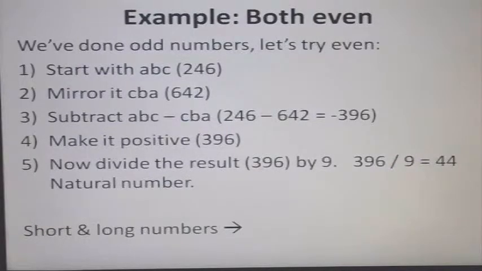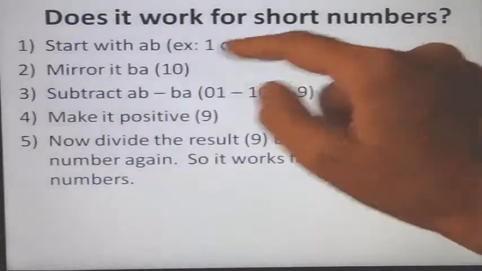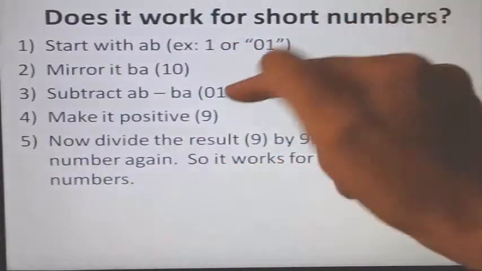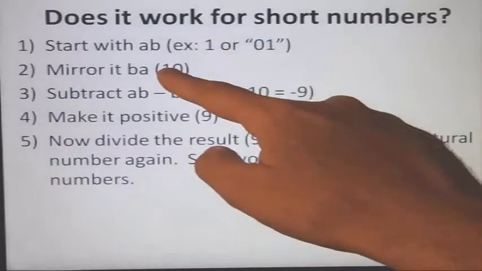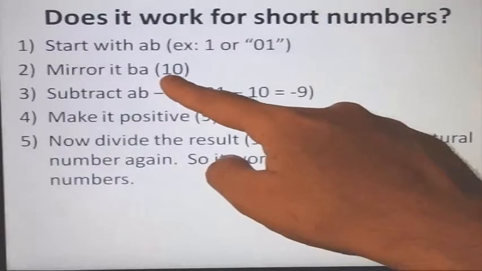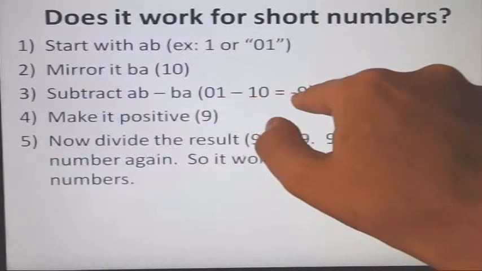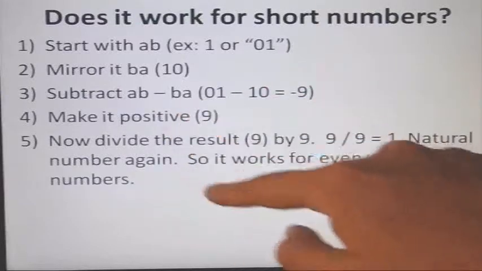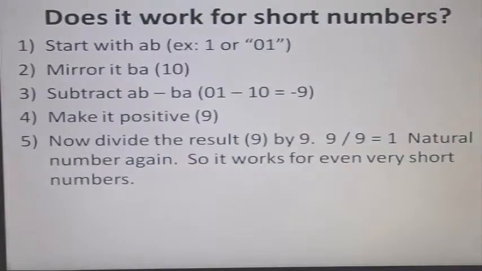So let's look at a short number. Is this going to work for a really short number? And let's try the shortest number there is, 1. You don't get any shorter than the number 1. We'll add a 0 to it because 01 is the same as 1. 0, 1, and then we'll take the reverse of it, the mirror image of it, which is 1, 0. We'll do the subtraction, so 1 minus 10 equals minus 9. Get rid of the minus sign. 9 divided by 9 equals 1, and again, we have a natural number. So it works for even the very shortest number.